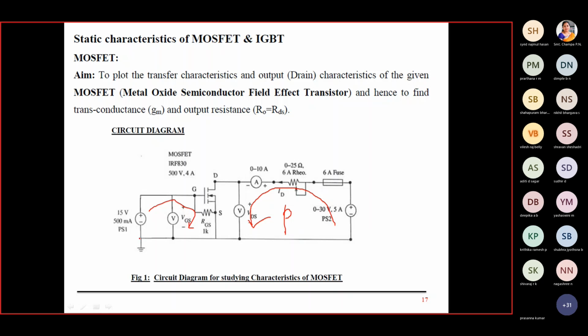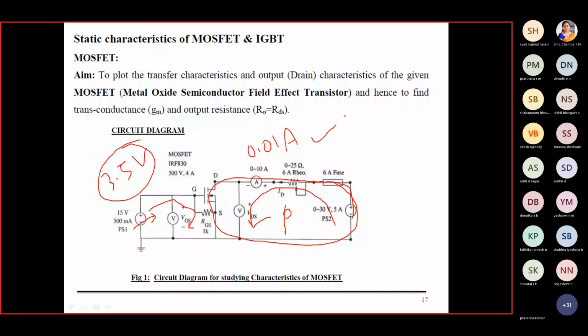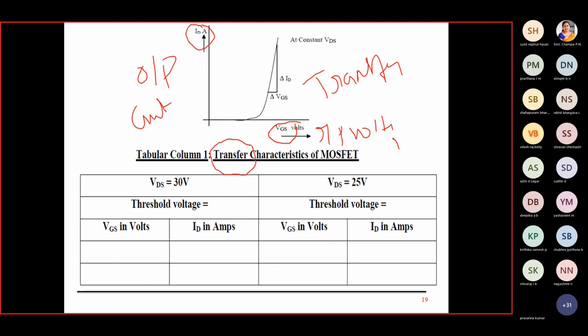When you increase the gate voltage gradually, as 1 volt, 2 volt, 3 volt, somewhere at 3.3 or 3.5 volt, a small drain current flows. The drain current will be some 0.01 amps. Then we can conclude that at 3.5 volt, the drain current starts flowing. That is the first reading we are going to take in the tabular column.